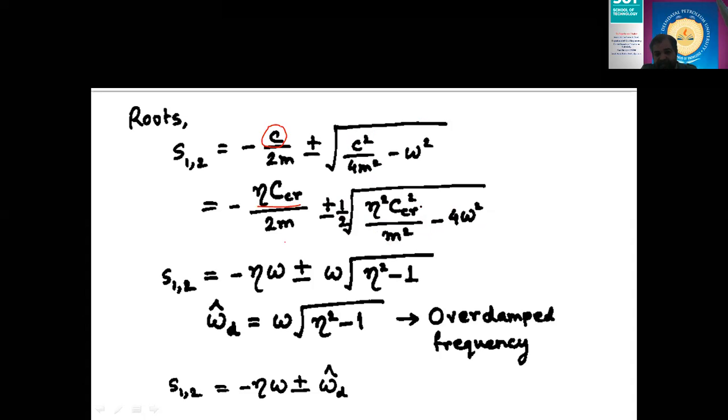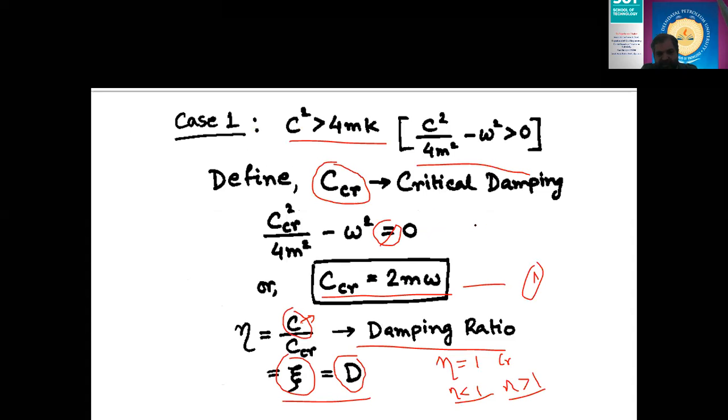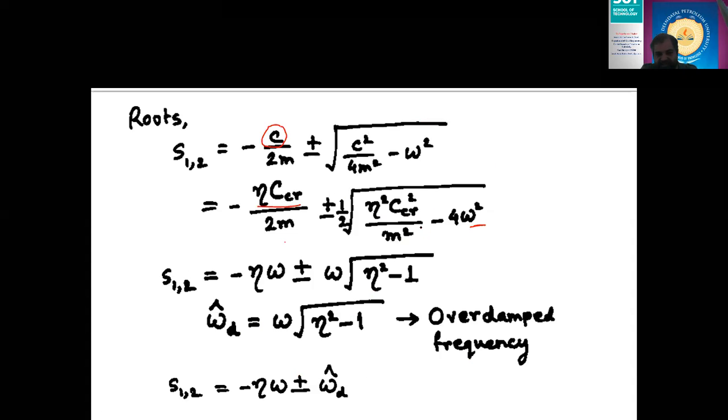Now, if you take the value of omega out, how will you take the omega out? This you can actually calculate from this: CCR upon twice m is equal to omega. Can you see CCR upon twice m? So I will just cancel this out. This will become 4m square, and this 4 will go. So this will be the equation, eta square upon 4m square, right?